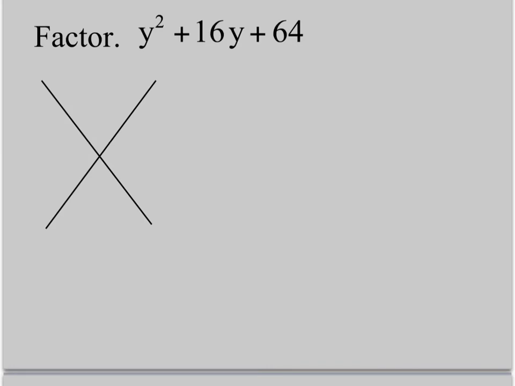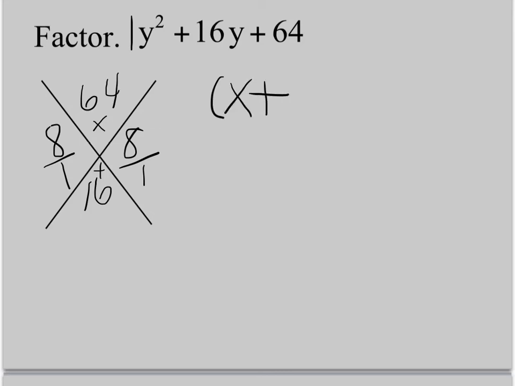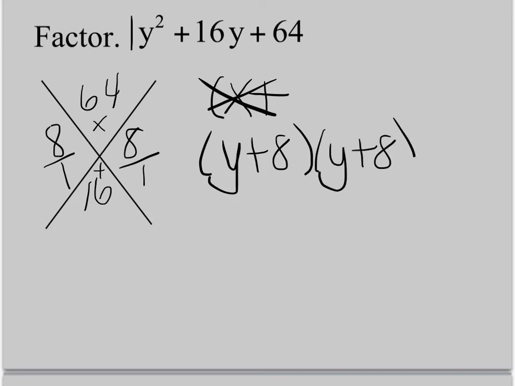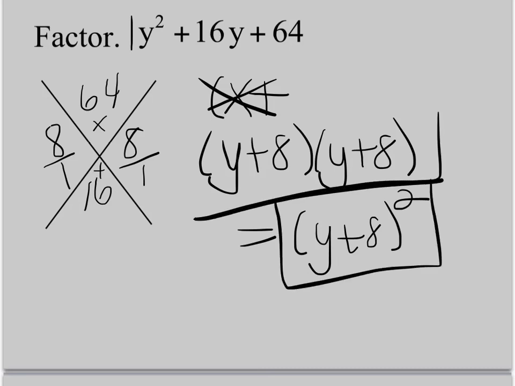So there's nothing I can factor out of any of these, so I set up my x, 64 on top, 16 on the bottom, and the two numbers that multiply together to get the top one and add together to get the bottom one are 8 and 8. Again, a is 1, so we end up with, not x, we get y plus 8 and y plus 8, which if we rewrite it is y plus 8 squared. Either of these answers is correct.